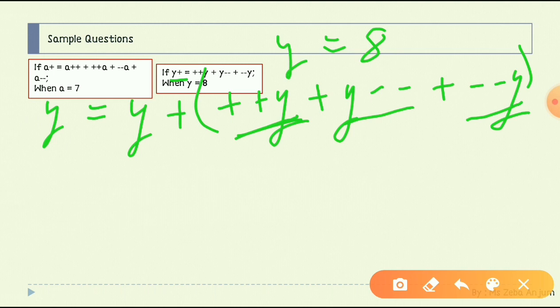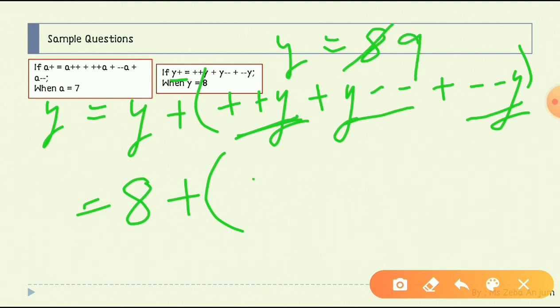Now let us try to put in the values. The value of y is 8, so initially we are using 8 over here. Then again, plus plus y means firstly increase the value, then use the value over here, so 9 will come. Then y minus minus: firstly use the value, that is 9, then afterwards decrease the value. Now your y becomes 8.